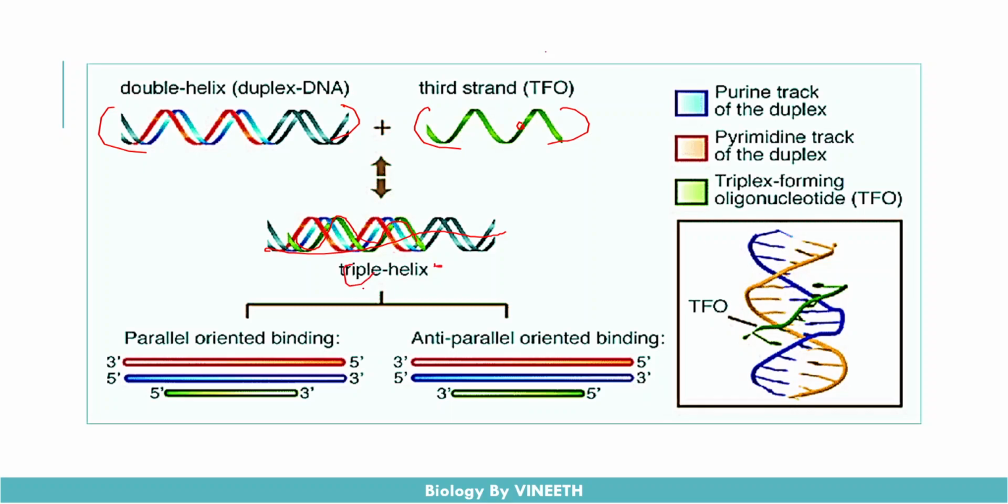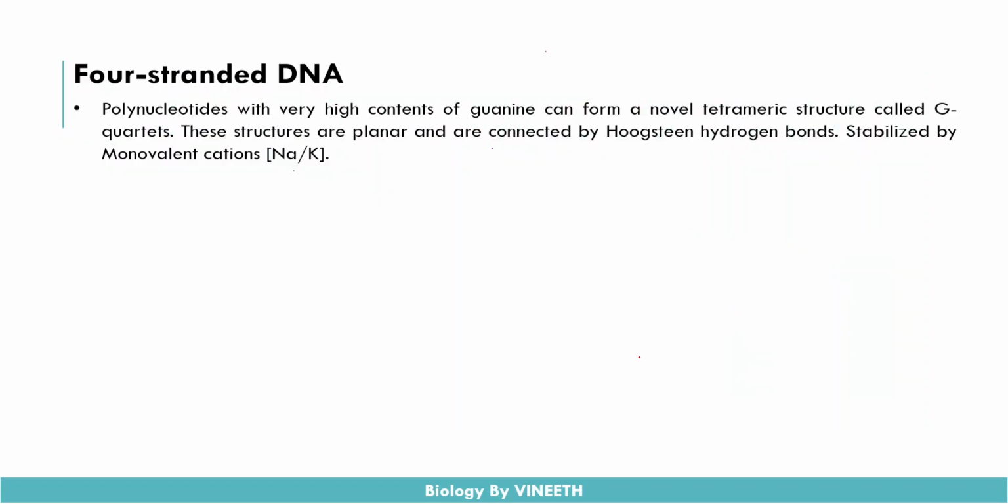This triple helix may be in the parallel orientation, where the orientation of the third strand will be in the same direction as the complementary, or the sense or antisense strand. And if the third strand is in the antiparallel direction to this blue strand, the second strand, that will be the antiparallel orientation binding. This kind of binding will result in the triplex DNA. Mostly thymine-rich sequences, or the homopurine or homopyrimidine-rich sequences, will form the triple helical DNA.